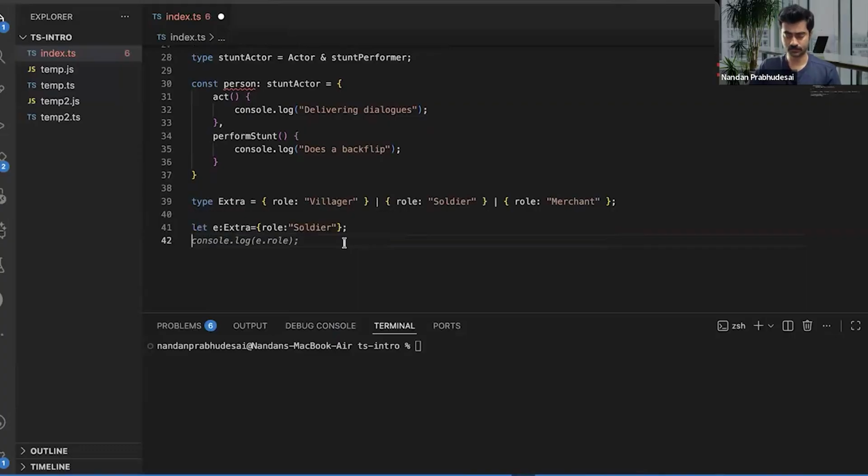So now over here, what I'm doing is I've defined extra roles from these types. So either villager, soldier, or merchant. And this particular extra that I've defined with e, this variable is of type soldier. So over here, this person will depict the role of a soldier in the movie. So union is a choice, just like casting an extra for a scene.